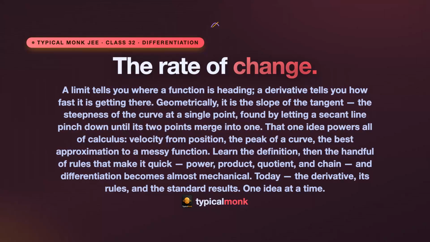Velocity from position, the peak of a curve, the best approximation to a messy function. Learn the definition, then the handful of rules that make it quick. Power, product, quotient, and chain, and differentiation becomes almost mechanical. Today, the derivative, its rules, and the standard results. One idea at a time.